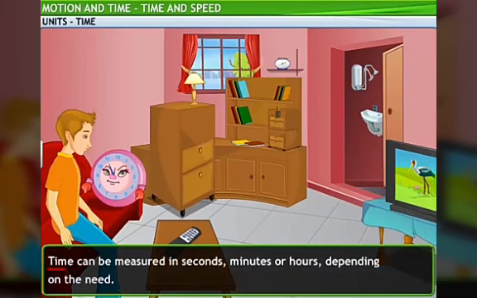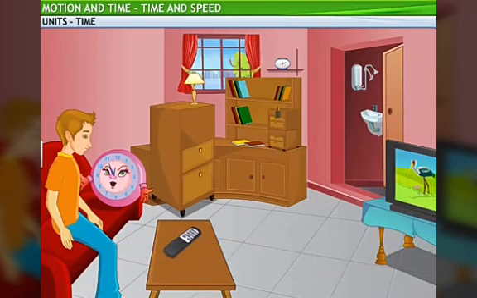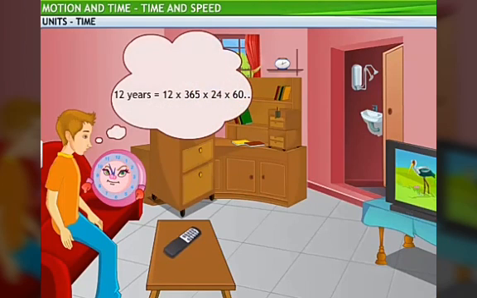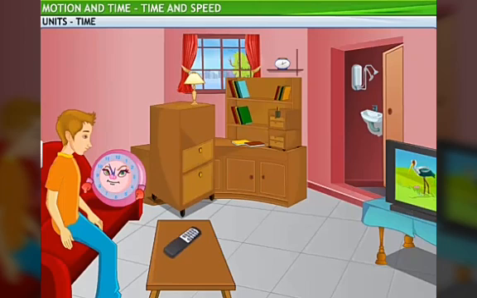So we generally measure time in seconds. When would we use minutes or hours? The unit that you choose depends on your need. For example, try measuring your age in minutes or hours. That would be tough. Exactly. It is convenient to express your age in years rather than in days or hours.